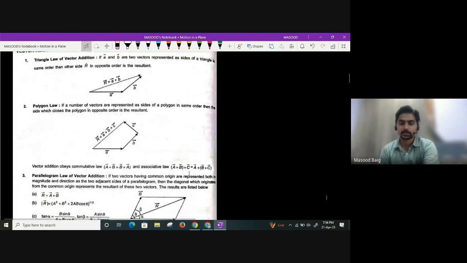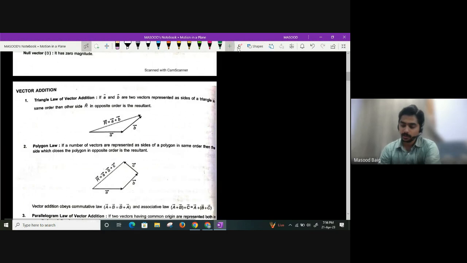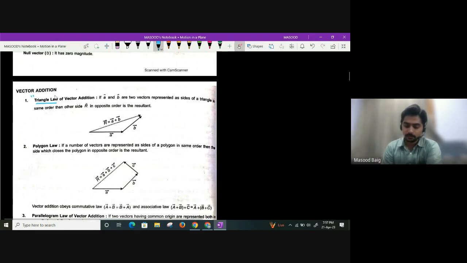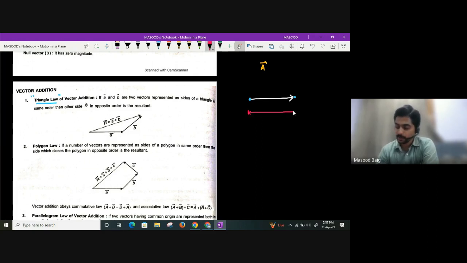When I say laws of vector addition, there are three types of laws, guys. What are those three laws? The first law happens to be the triangle law of vector addition. What does the triangle law state? Again, any vector can be represented by an arrow. Very basic logic, guys. If I take a vector a bar, it can be represented by an arrow. This will be the tail, this will be the head. The length of the arrow gives us the magnitude of the vector. Similarly, the arrow mark represents the direction. So any vector can be represented simply by an arrow.